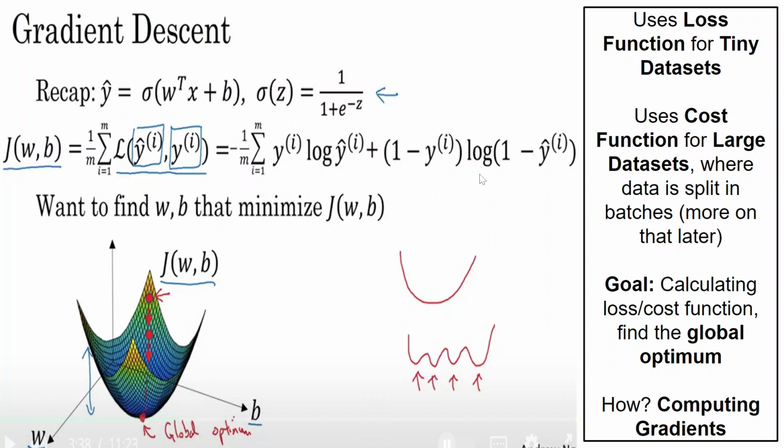And again, loss functions can be used for tiny datasets, while cost functions are used for large datasets that are often split into batches. Regardless of what type of neural network you use, the goal is always going to be to try to minimize the cost function, and that's what gradient descent is used for. But let's see what gradient descent actually does, and specifically, what are gradients?